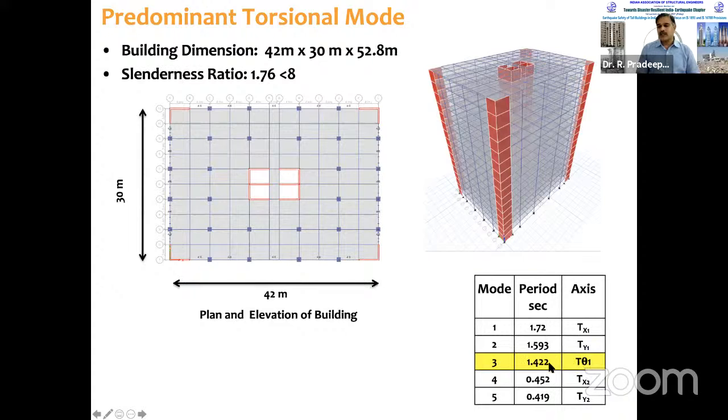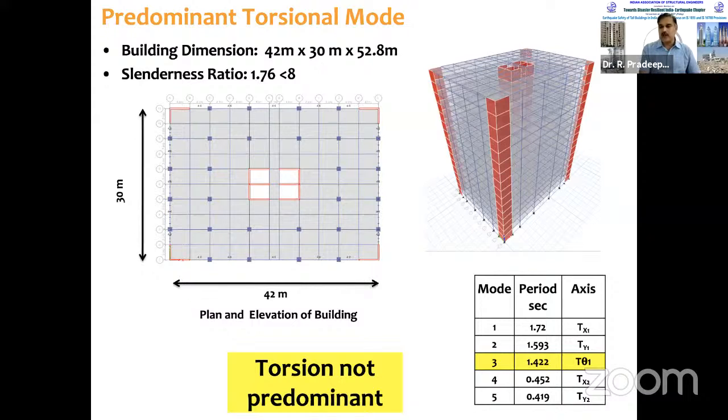Torsion went to the third mode. That means the torsional mode is lower, lesser than the first translational mode in the two orthogonal directions. So Tx is 1.72 and Ty1 is 1.59 and T theta is 1.44. So this is what the code is recommending. And in addition to that, in this one, torsion is not predominant now. This kind of building is safe.